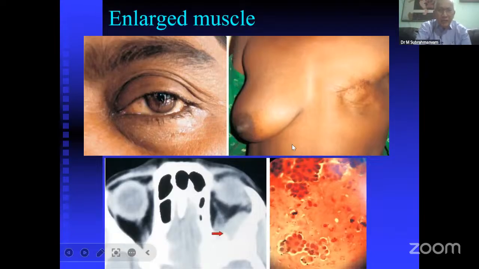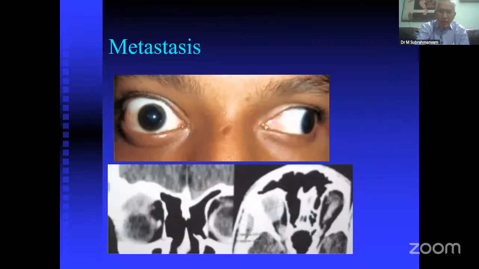Enlarged muscle can also be seen in metastatic lesions. This lady came with the complaint of proptosis, pain, and discomfort in the left eye with motility restriction of abduction. She gives a history of 1 month duration, and of having undergone radical mastectomy for carcinoma of the breast 1 year back. The CT shows an engorged lateral rectus muscle with bony erosion, which is typical of a metastatic lesion. We just did an FNAC, no big procedure, and it showed malignant cells. We referred the patient to an oncologist.